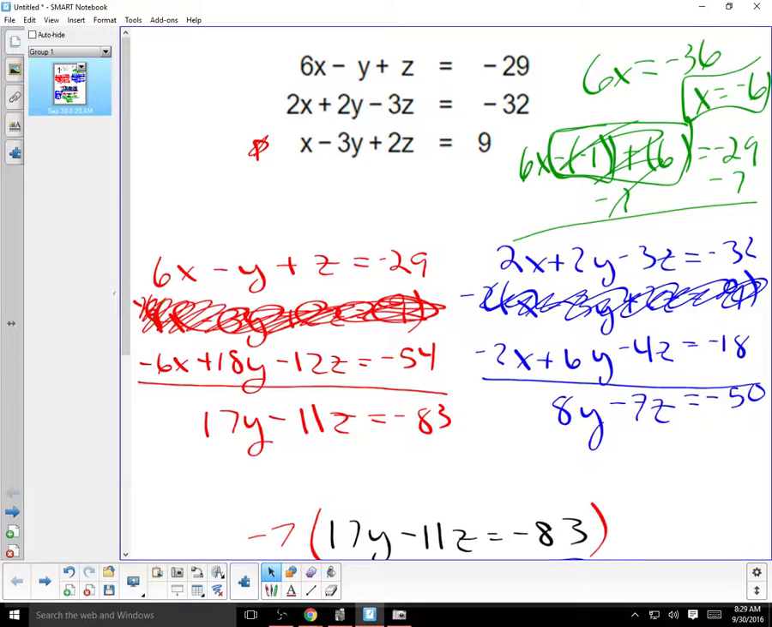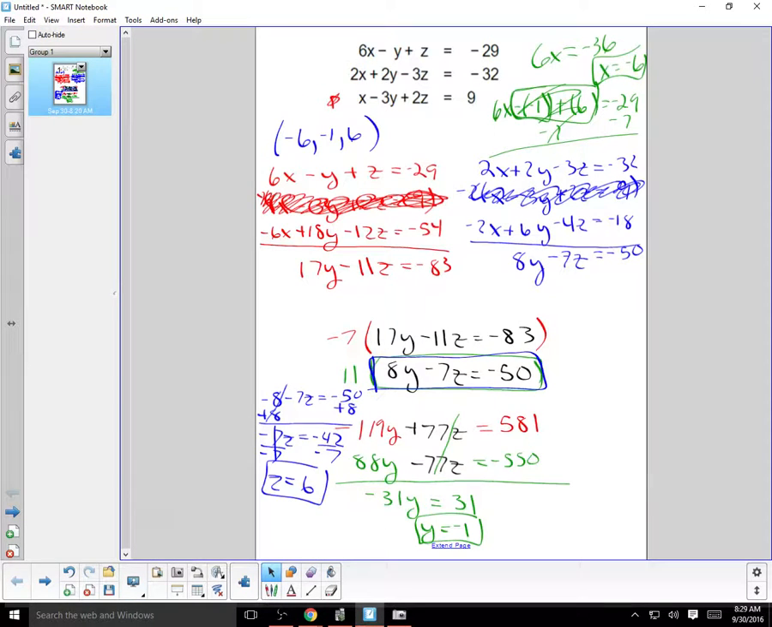So solution, negative 6, comma, negative 1, comma 6. And there is the whole thing for you.